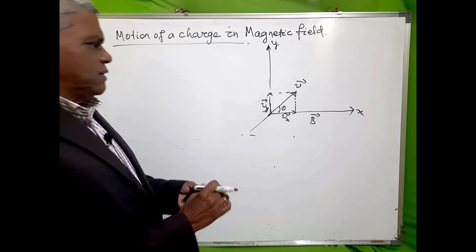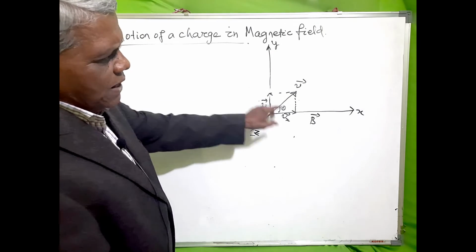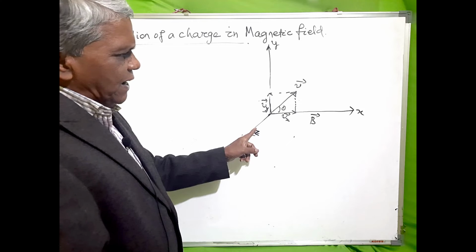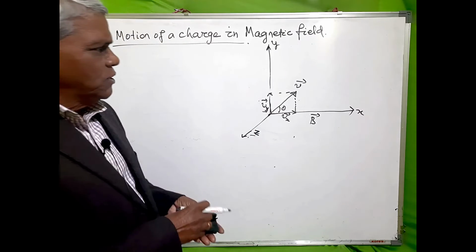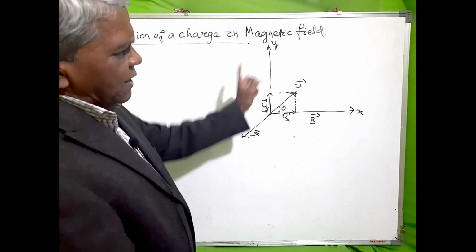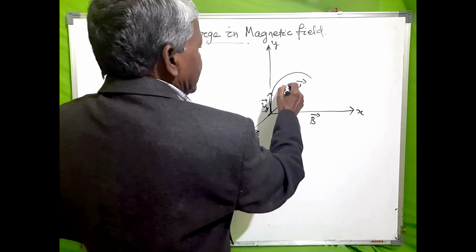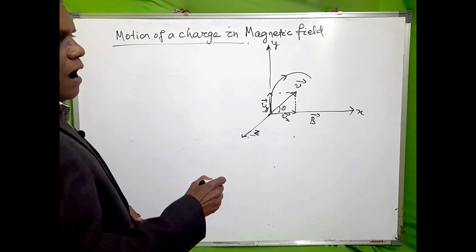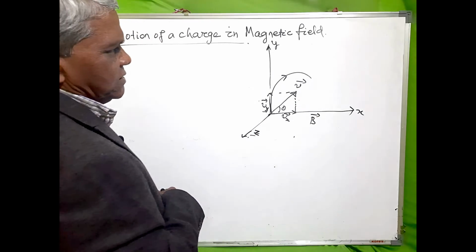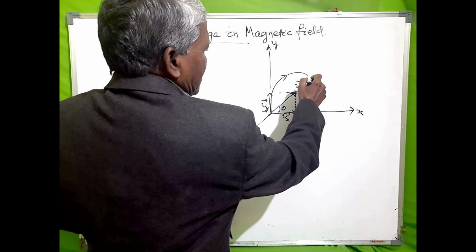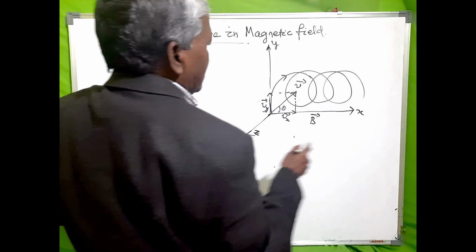So we can find that due to the velocity Vy in magnetic field B, the force is again along negative z-axis. So due to Vy, the particle will move in a circular path in the YZ plane. Now, since there is another velocity along x-axis, simultaneously the particle will undergo helical motion.